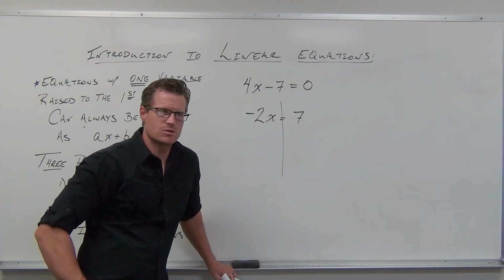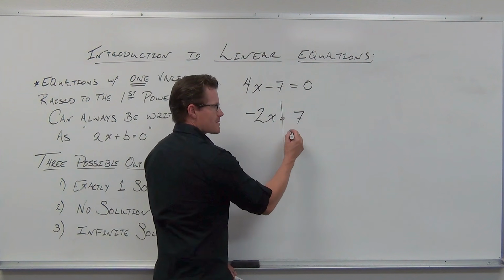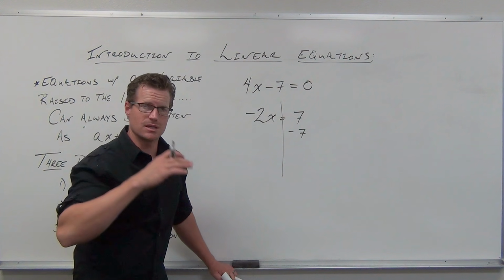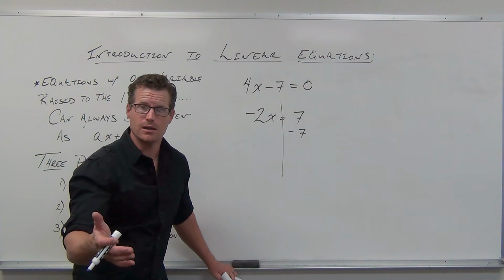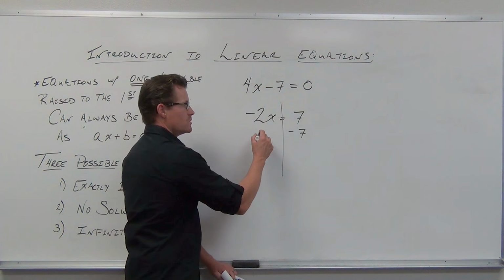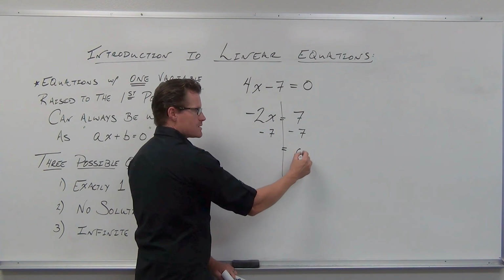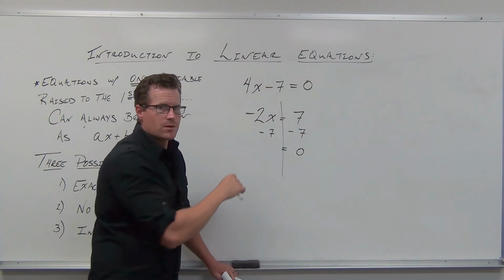With addition, subtraction, multiplication, division, the only way I can think of is, if I want to make this 0, I'd have to subtract 7. 7 minus 7 gives us the 0 we want. That's fine. You just need to make sure you do it to both sides. 7 minus 7, 0.